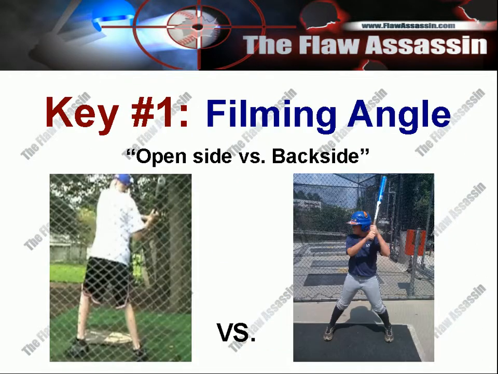Number one, you want to make sure you're always getting the right angle. And of course, the angle on the right is the best. You want to get the open side. You can read much more of what's happening on the open side, as you see to the right. The back side, there are some uses for backside video review, but for the most part, in 95% of the analysis you're going to do, it's going to be from the front side view. So you want to make sure you've got the right angle of the shot.